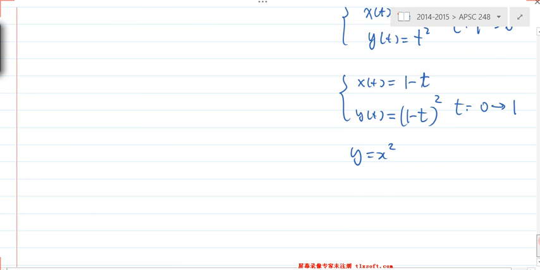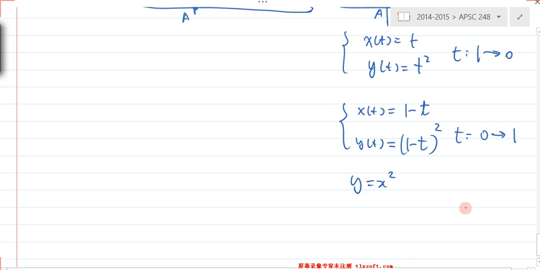Now, just food for thought here. What if I want t equal to 0 to 1/2 maybe, moving from B to the midpoint D, and then on to A? What would be the parametric equation? Think about that. Similar way of thinking though. You just have to do what? 1/2 right here, right? Okay.